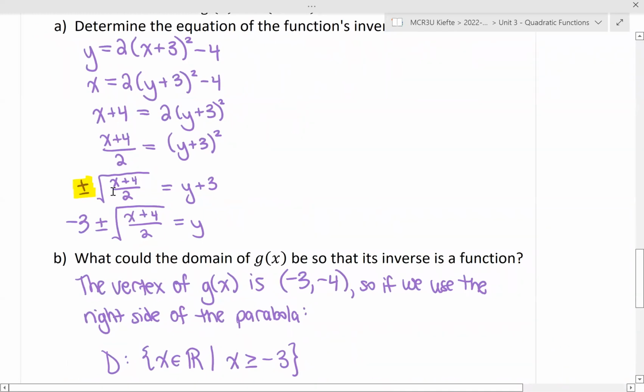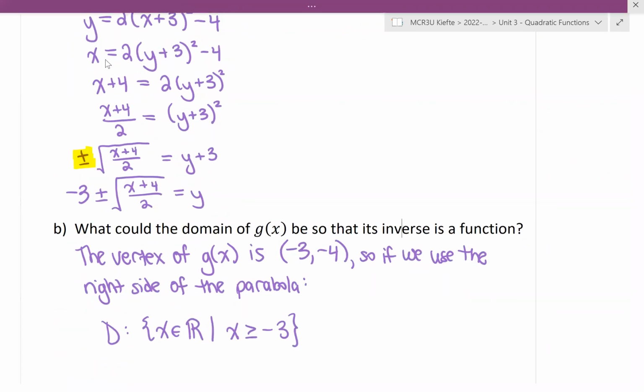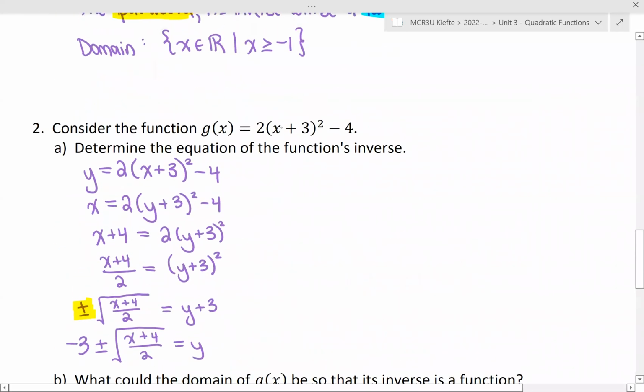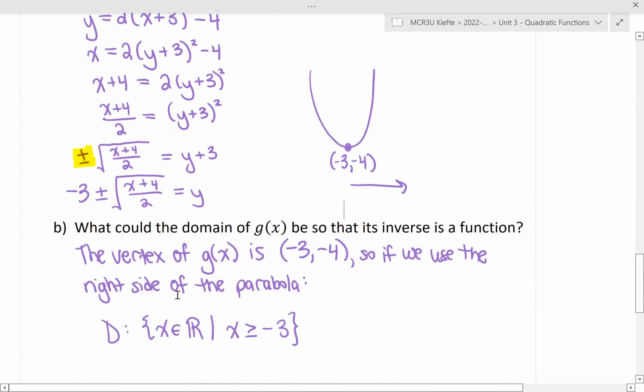And again, we know that this is not a function as it is. So we're trying to think of how we can limit the domain of g of x so that its inverse is a function. You can kind of think of this in your head, but I know that the vertex is at -3, -4 from up here. So if this is at -3, -4, I probably want to take the right-hand side of that parabola, which would be everything greater than -3. So that's why I chose this domain so that I'm going to make the inverse a function.